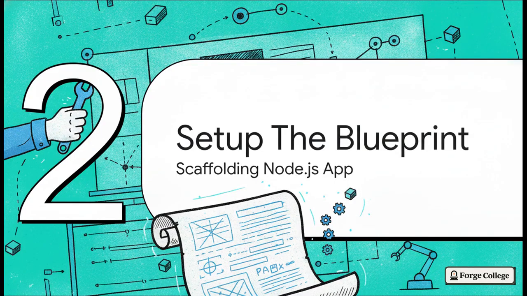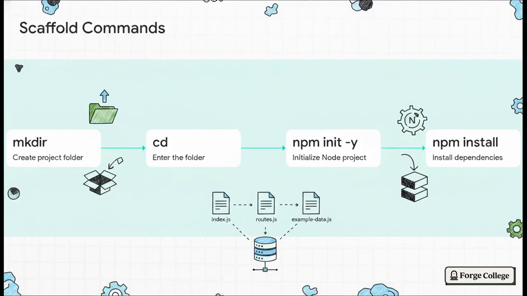Section 2. Setting up the blueprint. Scaffolding your Node.js app. Let's run through the classic developer ritual to get this gadget built. Step 1. Make the directory: mkdir minimal-mcp-server. Step 2, jump in: cd minimal-mcp-server. Step 3, we do a rapid-fire initialize of our node project with npm init -y. And finally, step 4, we install our trusty tool belt: npm install express body-parser cors.